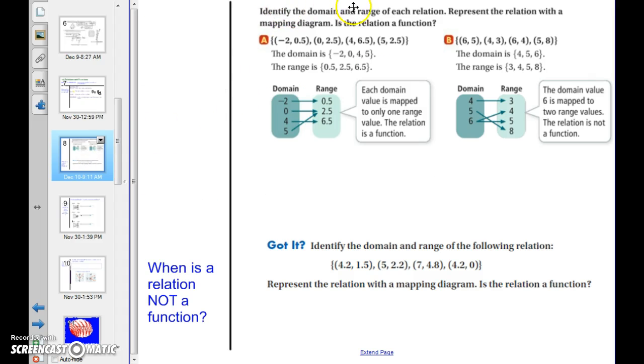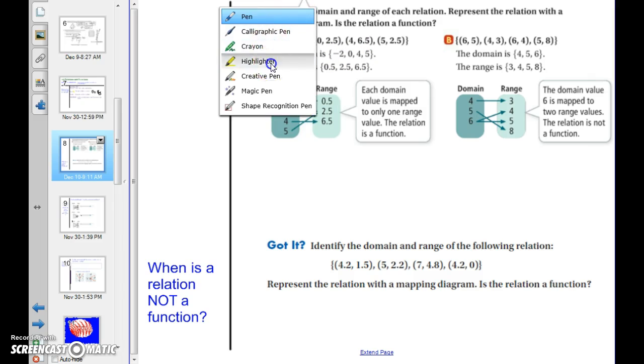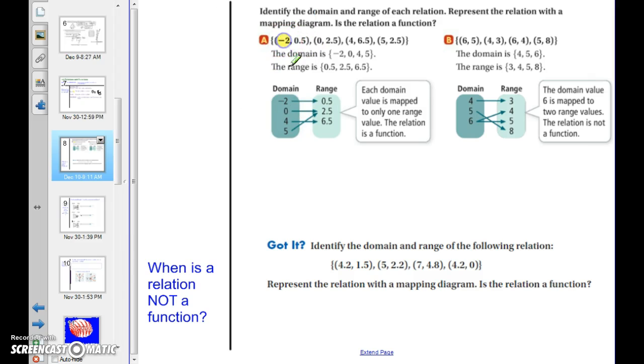All right, here, identify the domain and the range of each relation, represent the relation with a mapping diagram. Is it a function? So they said the domain is -2, 0, 4, and 5. So here's how they got that. There's an x value, x value, x value, x value. That's how they got the domain.